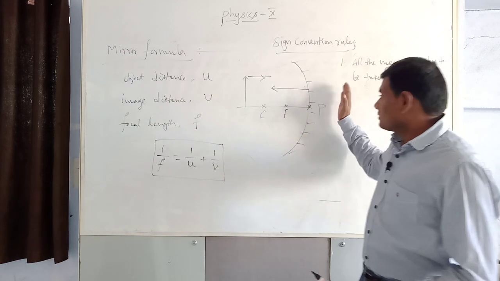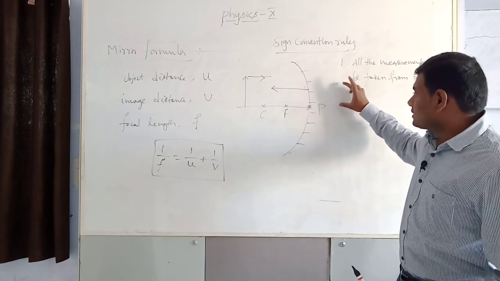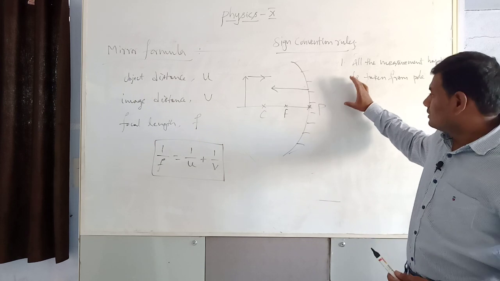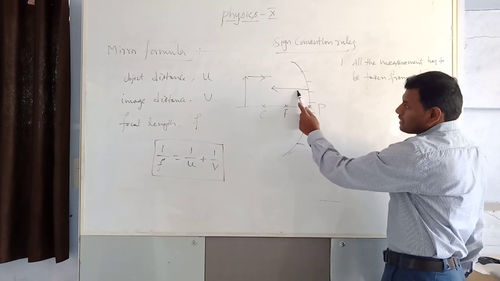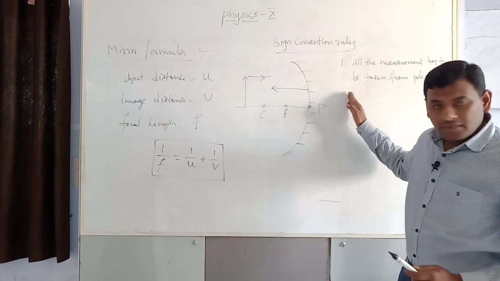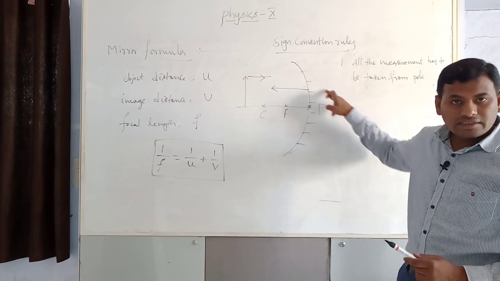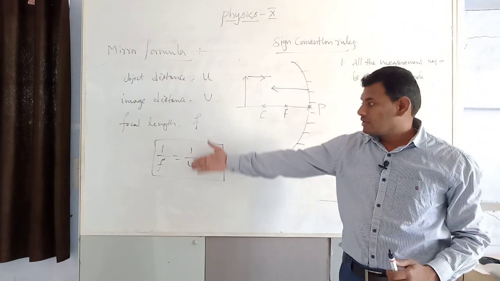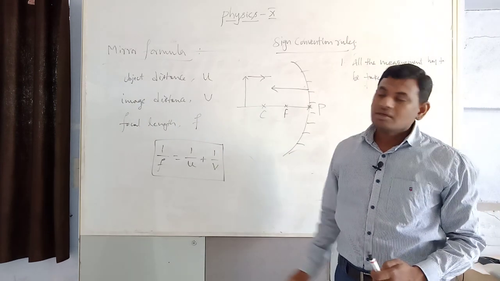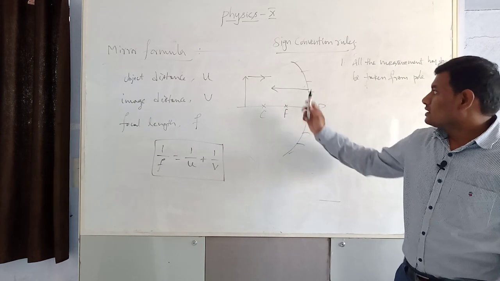And for the sixth position, when the image is this side, we will be measuring from here, and the incident ray is in this direction, and also the measurement which we are taking is in the same direction. At that time, we will get V as positive. For the remaining 5 conditions, we will get V as negative. So these are the sign convention rules.